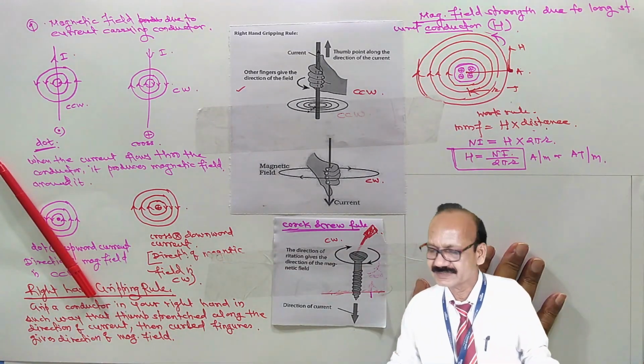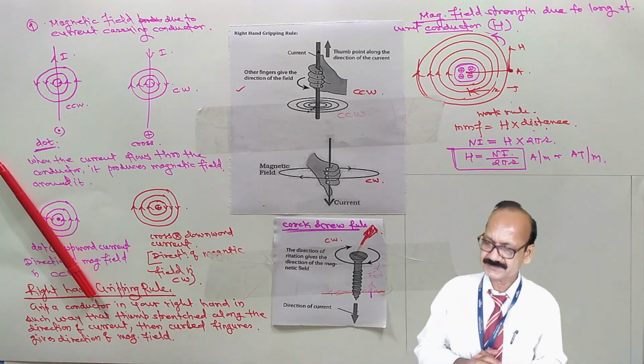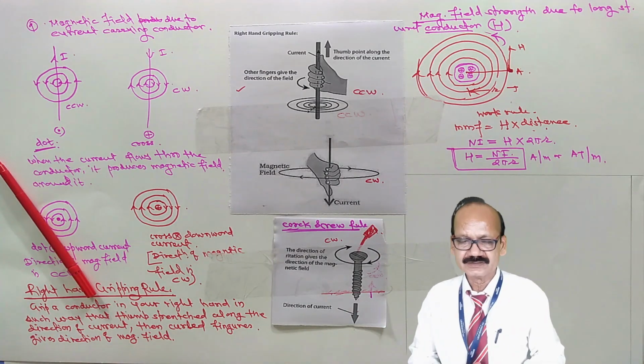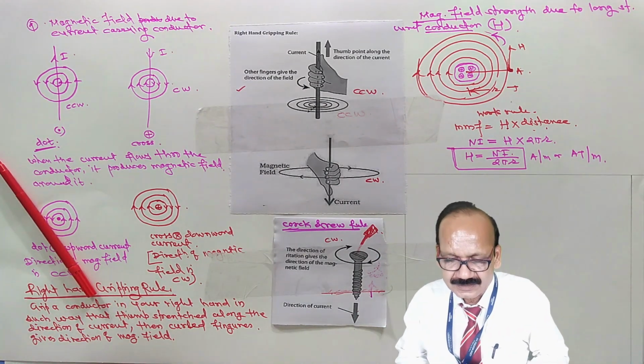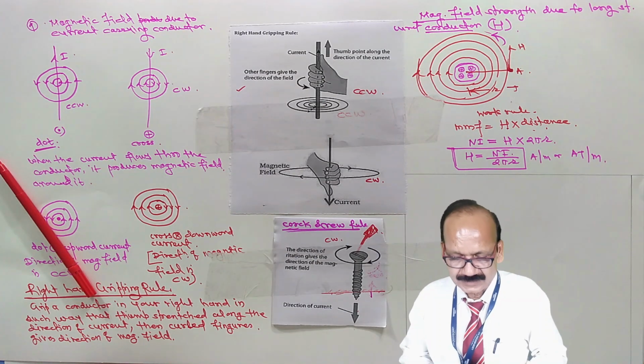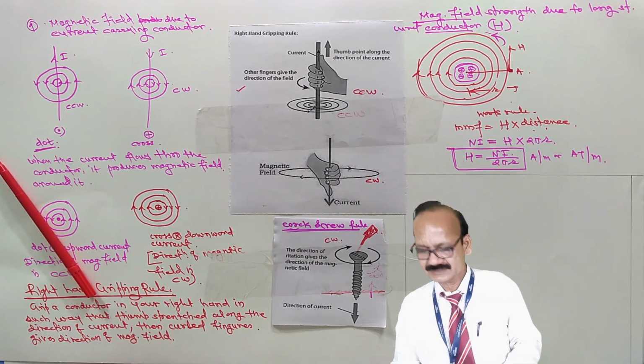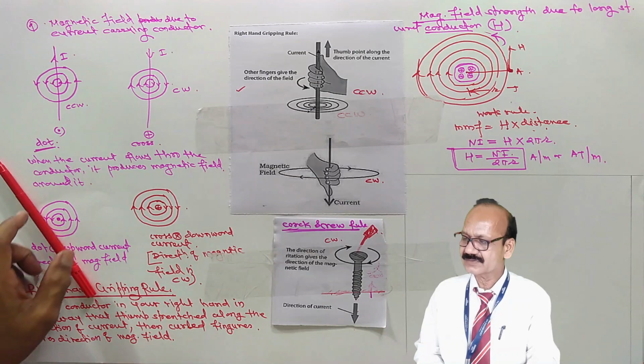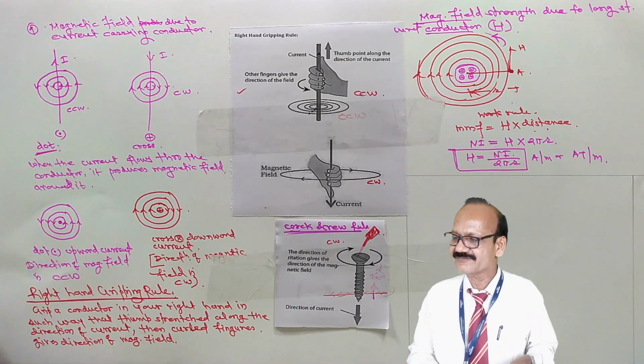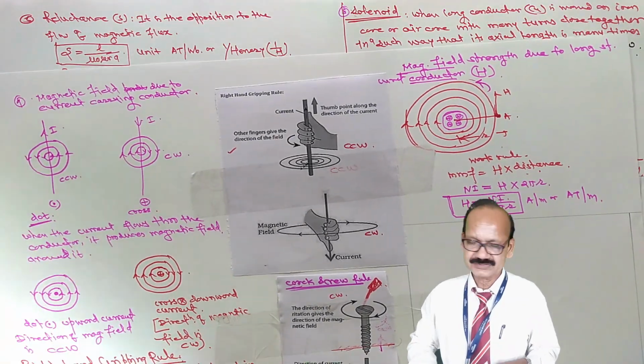So in this way, we have finished the magnetic field due to the current carrying conductor, the dot convention, cross convention, the right hand gripping rule, corkscrew rule, and magnetic field strength due to the long straight conductor.